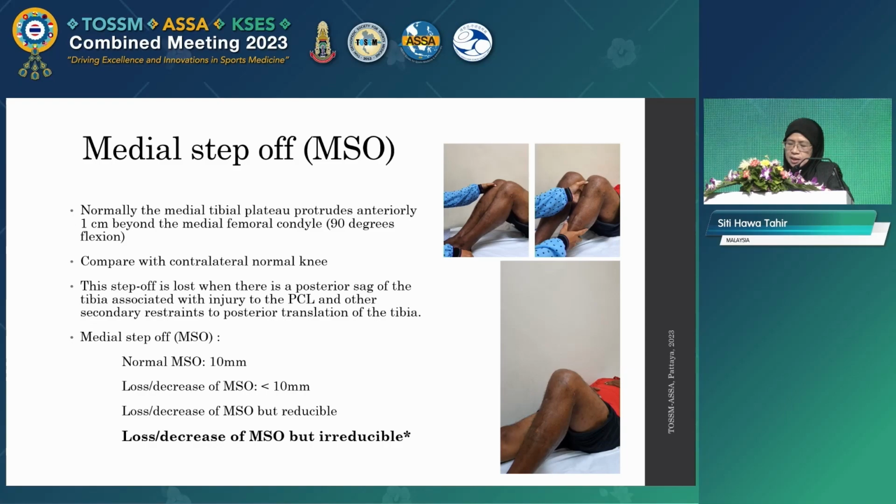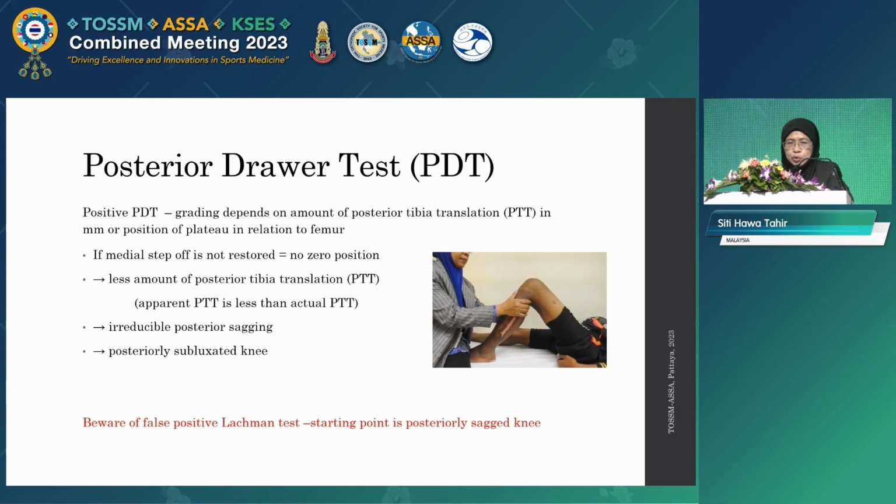If the step off is less than the other knee, it means that the knee is posteriorly subluxated. If it is restored to normal with maximum anterior force, then we can say that it is reducible, and vice versa. During the posterior drawer test, we grade our test. It depends on the amount of posterior tibial translation, or it can be graded based on the position of the plateau in relation to the femur. If the medial step off is not restored during this maneuver, there is no zero position. When there is no zero position, always beware that there will be less posterior tibial translation, and it just means that the apparent translation is much less as compared to the actual translation.